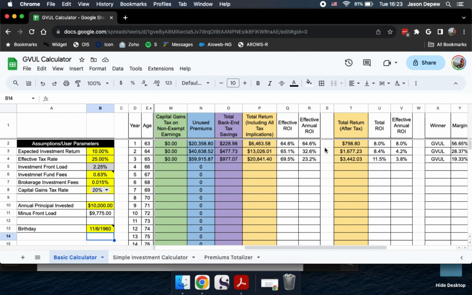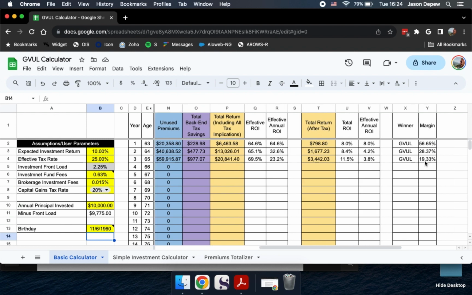Now, that said, look at these returns on investment. Because of the tax advantages and how much Delta is paying in premiums, your first year ROI is 64%. That's huge. That's enormous. And even after 3 years, a 23% ROI is just mind-boggling. Under the same assumptions, your brokerage account scenario would only get a 3.8% average return on investment. So obviously the GVUL just blows it out of the water here.